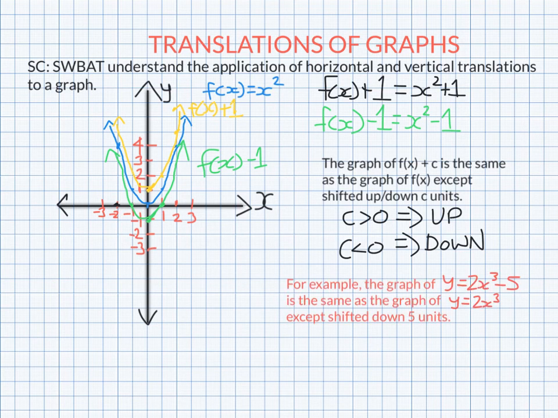So for example, the graph of y = 2x cubed - 5 is the same as the graph of y = 2x cubed, except shifted down 5 units. Because these are essentially the same equation, except there's minus 5 on the end here. That minus 5 shifts it down. So this is useful when we're graphing things like cubics or quartics, because if we know what this graph looks like, we can draw this graph easily. And that's what we'll look at in the rest of the lesson.